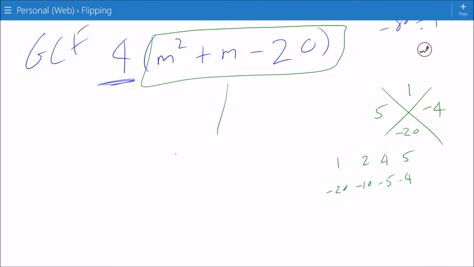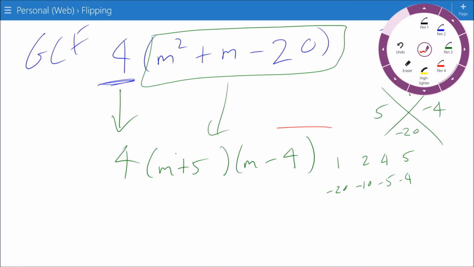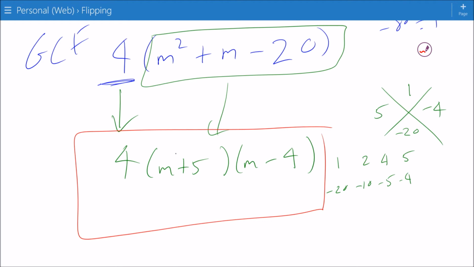So then this part here will become m plus 5 and m minus 4. Don't forget the first part that you factored out, the 4. All right, and then this would be your final result. Review this if you need to. Give me your questions. Practice it out. You will be able to do perfectly well with this.